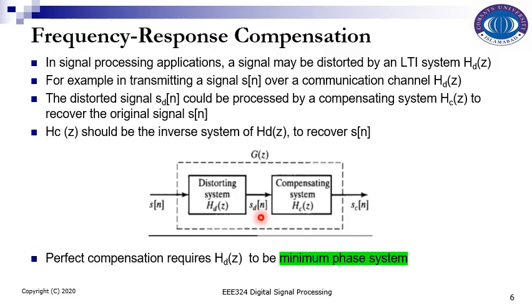Now, we would like to undo the effect of this distortion, and for that we could pass the distorted signal through a compensating system with a system function Hc of z.